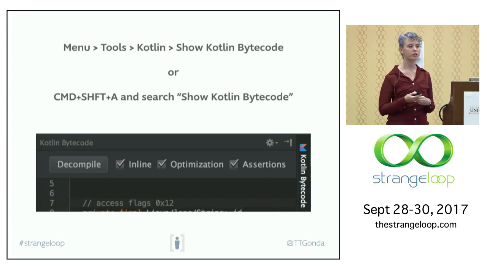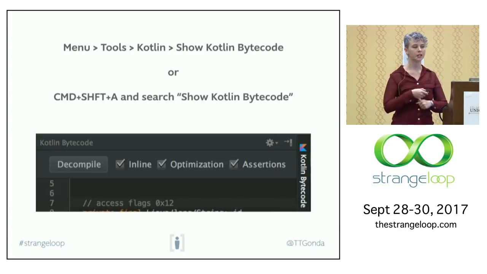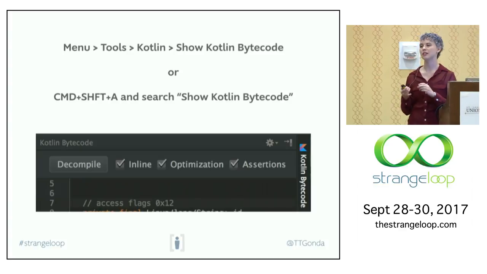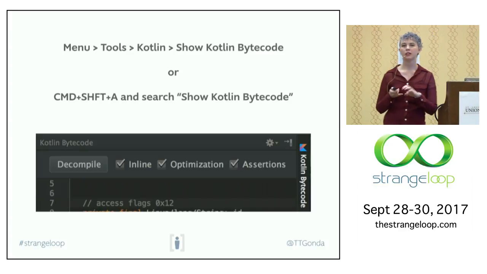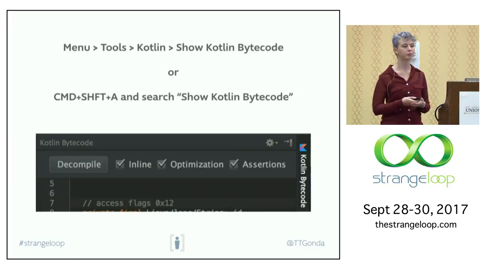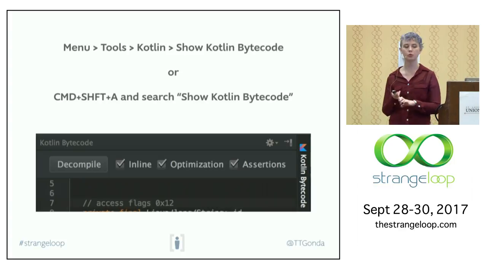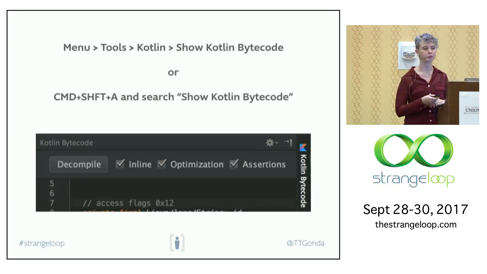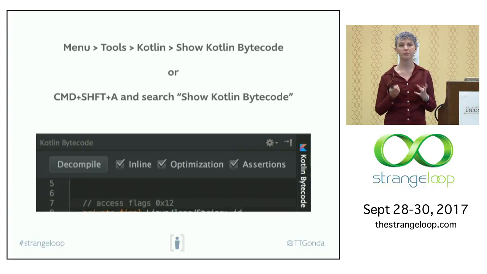Beforehand, you need to make sure you have the Kotlin plugin installed and the dependency added. This is in IntelliJ or Android Studio. And then assuming you have that set up, and a Kotlin file you want to decompile, you can go to Menu, Tools, Kotlin, Show Kotlin Bytecode, or Command-Shift-A, and just search Show Kotlin Bytecode. There you'll find a button, Decompile. And there you go. You can now continue this investigation on your own.